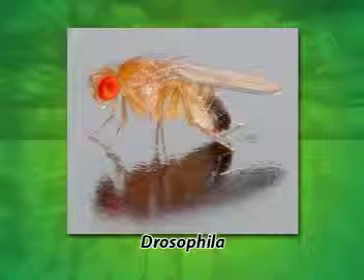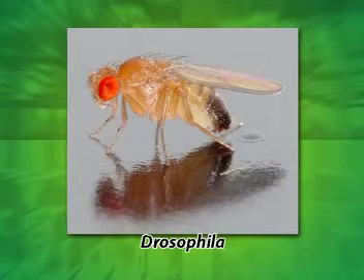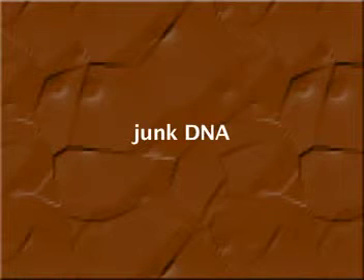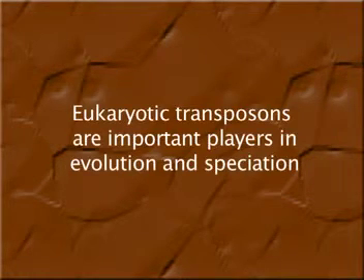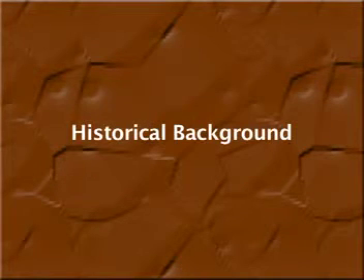In addition, half of the spontaneous mutations seen in Drosophila are attributed to the movement and insertion of transposable elements. The eukaryotic transposons exhibit considerable diversity in structure and behavior. They are not just junk DNA, but rather are important players in evolution and speciation through mechanisms such as exonization and intronization.